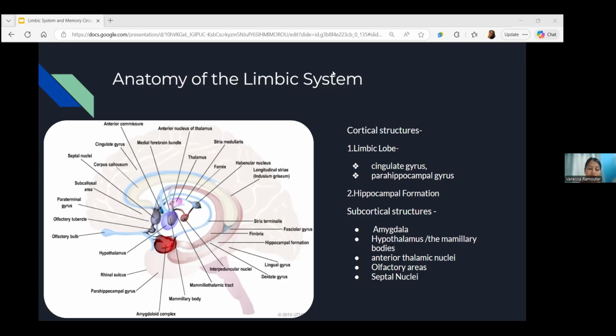The septal nuclei are a group of subcortical neurons located on the medial wall of the cerebral hemisphere below the corpus callosum, and these have an important role in reward pathways, as we will see later.